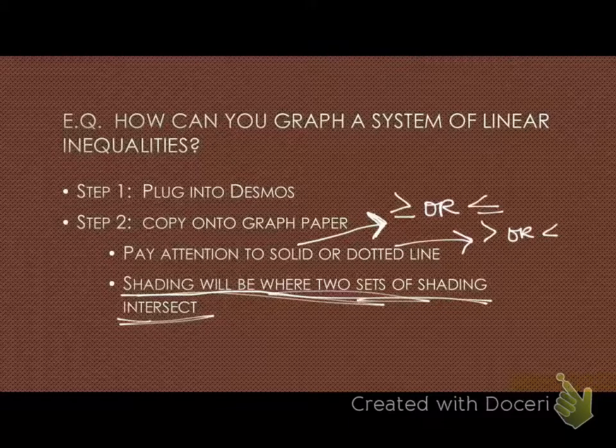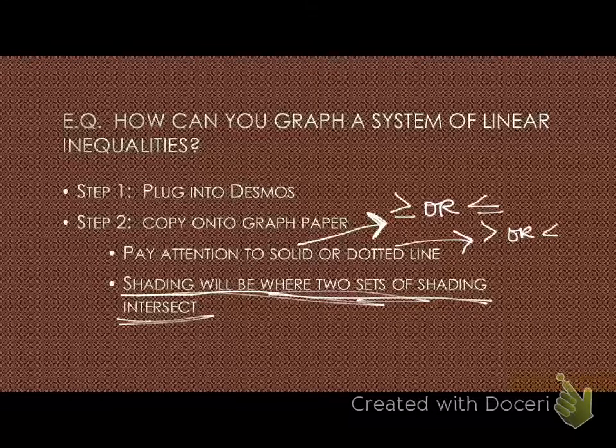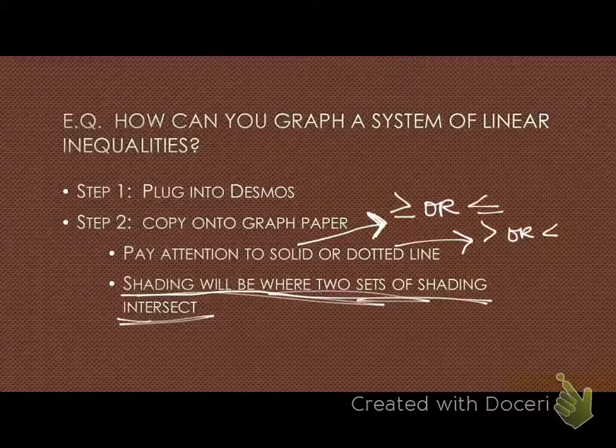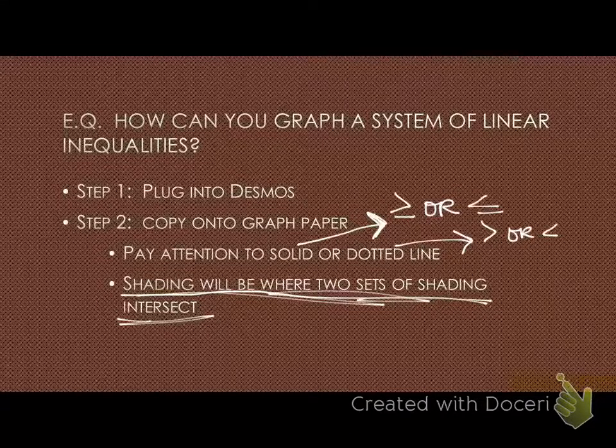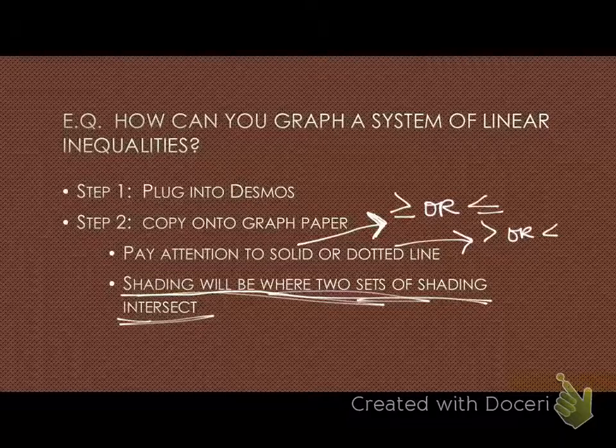So if you did not shade in the lesson last night, when I come around in a few minutes and check, I'm going to make you go back and shade. The shading is part of graphing. Where are all the solutions to your line? That's what the shading tells us. In a system, the shading is even more important because where is the solution to your system? There's going to be a lot of different points. So the shading will be where the two sets of shading intersect.